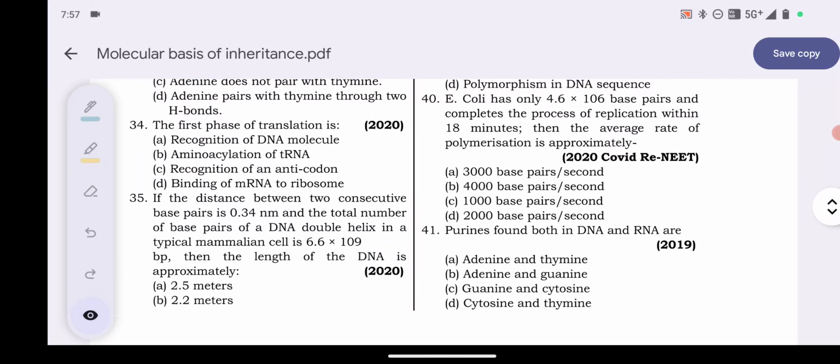Next question. If the distance between two consecutive base pair is 0.34 nanometer and the total number of base pair of DNA double helix in a typical mammalian cell is 6.6 into 10 to the power 9, यहाँ पर 10 to the power 9 होगा, okay, base pair. Then the length of the DNA approximately कितना होगा DNA का लेंथ ना, यहाँ पर आपका आंसर होगा 2.2 मीटर. अब इसको सॉल्व करोगे, 0.34 नानोमीटर को आप मीटर में कन्वर्ट करोगे, फिर बेस पेयर, फिर लेंथ ऑफ द डीएनए, दोनों को मीटर में कन्वर्ट करने के बाद मल्टीप्लाई कर दोगे तो लगभग बेस पेयर कितना आ जाएगा, अप्रोक्सीमेटली 2.2 मीटर आ जाएगा.